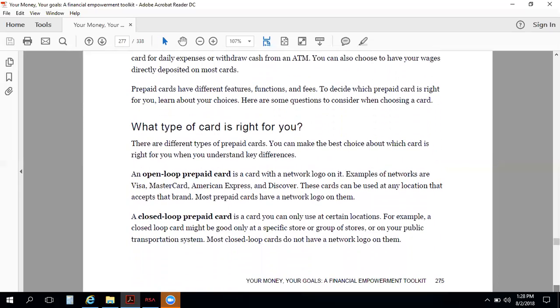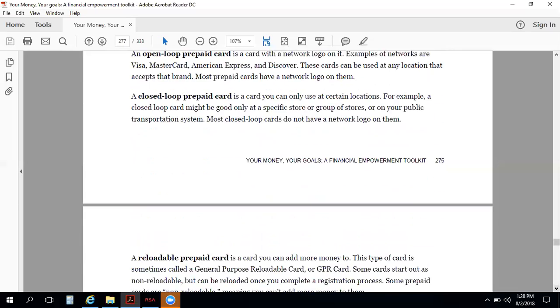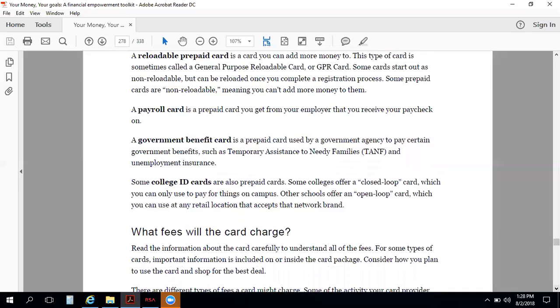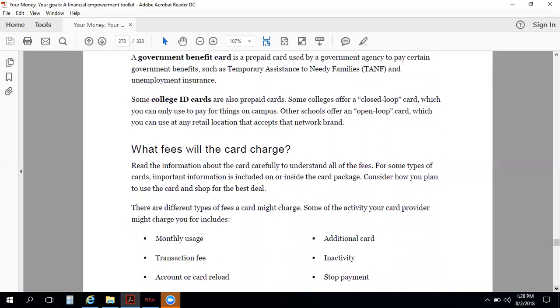Not going to go into prepaid cards. That's pretty self-explanatory, but it talks about different types, whether it be a payroll card that wages go on to, a government benefit card like an EBT card if somebody's on SNAP benefits, or the old term is food stamps, or if they're getting SSI or Social Security on a government card. Those are examples of prepaid cards that people can use like debit cards.